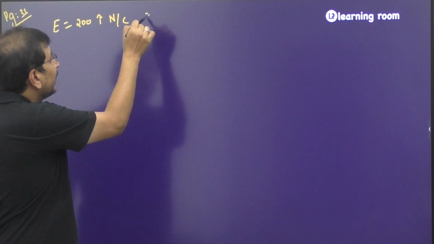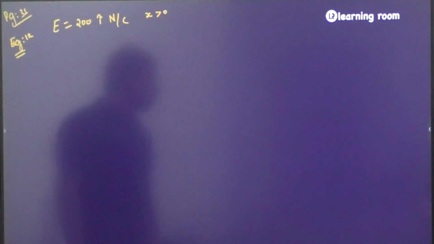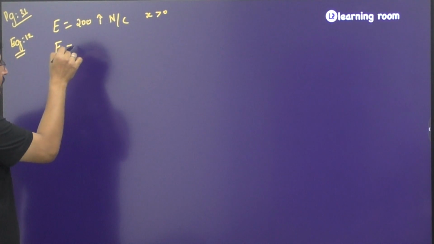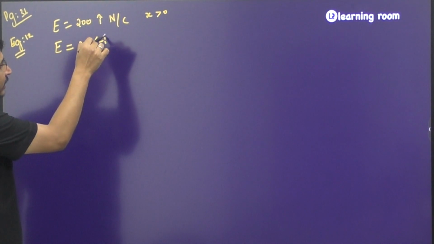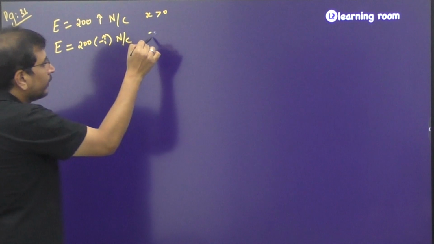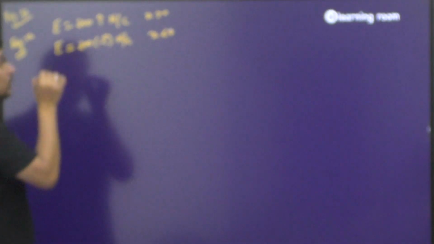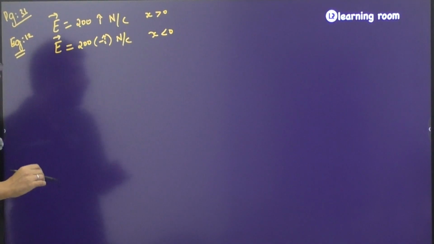This is when the value of x is greater than 0, whereas the same electric field is given as 200 minus i cap newton per coulomb when the value of x is less than 0. So we need to put a vector symbol on top of it.